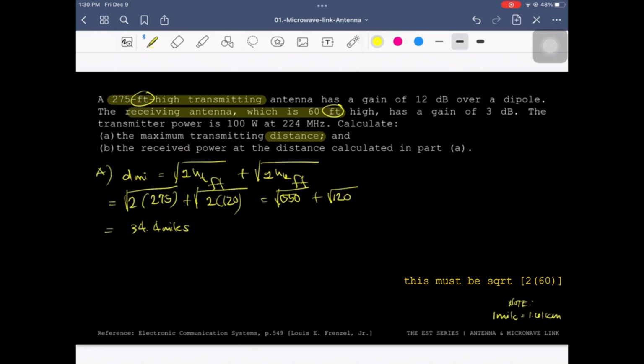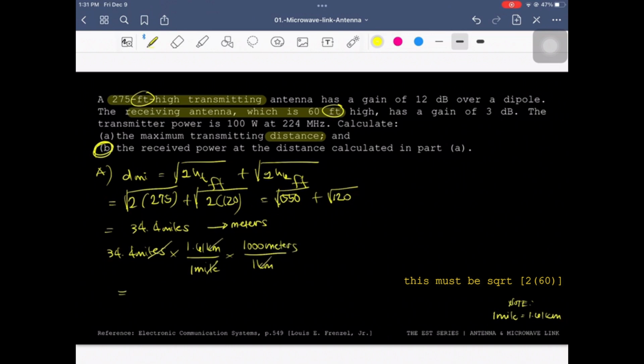But since we have a second part for this problem, I'll decide to convert it to meters pa, just so we can answer correctly the problem in B. Okay? So 34.4 miles. So, i-convert natin siya into meters. So, we will use this conversion, which I wrote earlier. So, 1 mile is equivalent to 1.61 kilometers, and 1 kilometer is equivalent to 1,000 meters. Okay, cancel lang natin yung similar units.